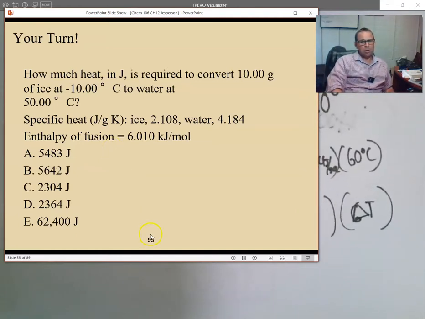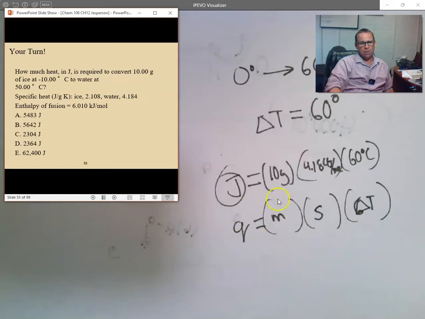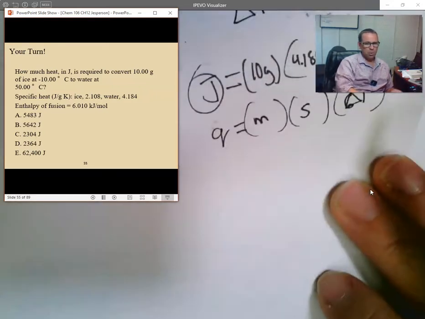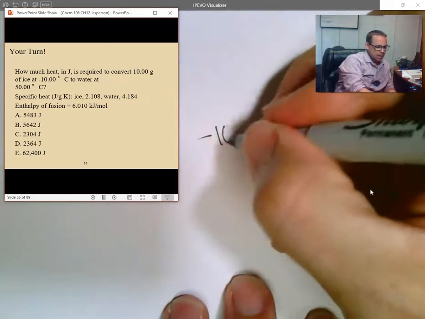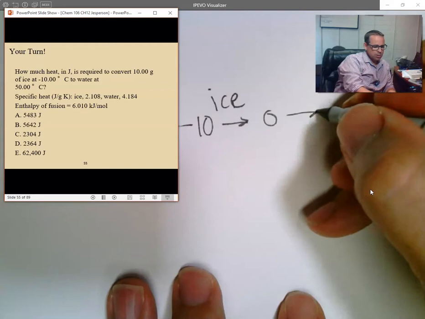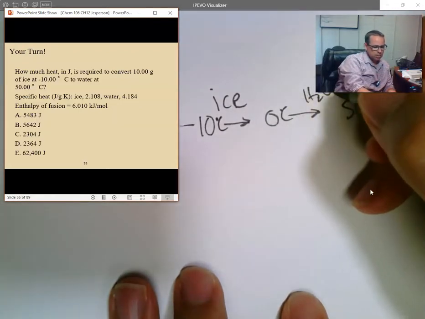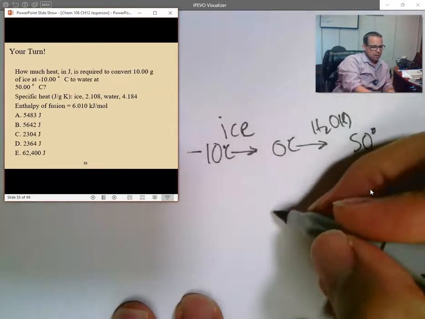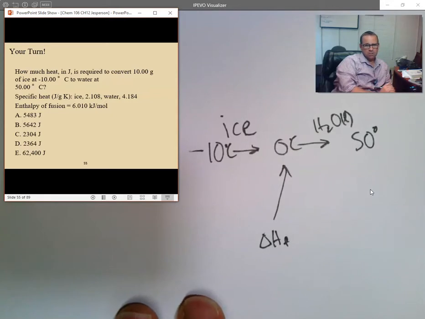Okay? So, to solve this problem, just like before, we'd say the amount of heat required is associated with the mass of material, the specific heat of the material, and the change in temperature of the material. But we're going to be doing that for two materials, because we go from -10 to 0 as ice, and then we go from 0 to 50 degrees Celsius as liquid water. And in the transition here, we have the delta H of fusion that we have to add to the total energy as well.